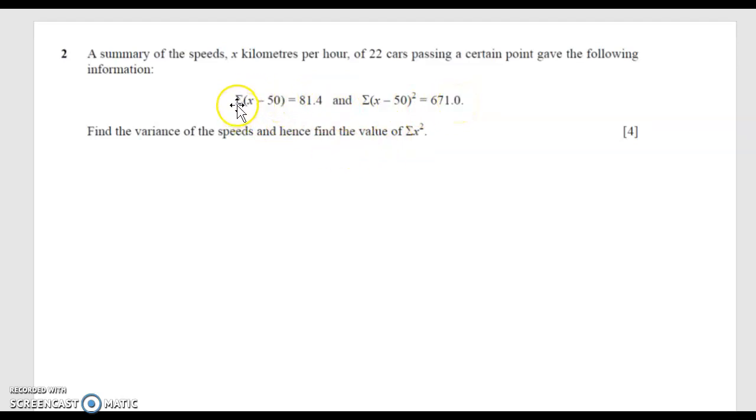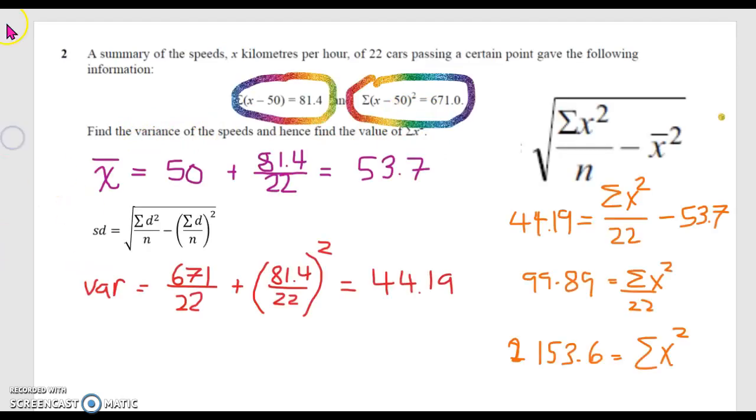As in, look, the sum of x minus 50 is 81.4. 50 is their assumed mean, because it's in the parentheses, getting subtracted from the data values. And they already did the sum of the differences for you and the sum of the squares. All they asked for is the variance, and then second part, they asked for the sum of the actual data points squared.